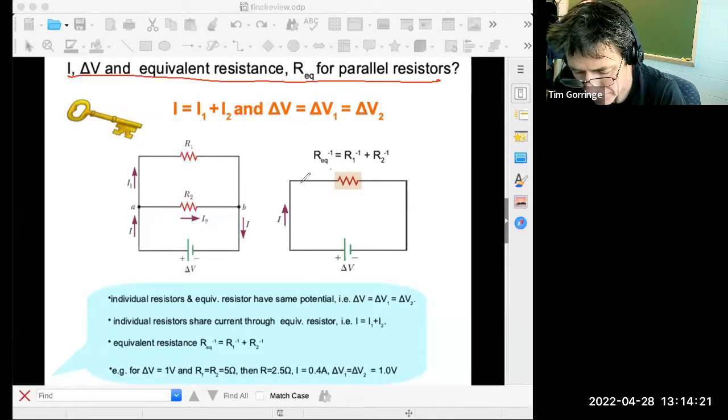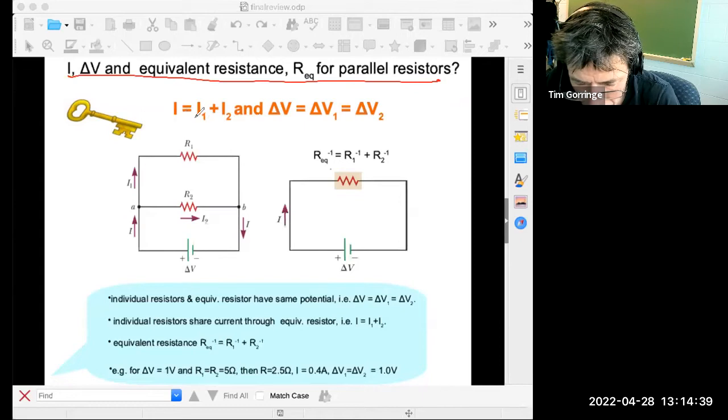Again, there's a concept that the pair of resistors in parallel can be replaced by a single resistor, one that draws the same electrical current from the battery for the same potential applied across its terminals. So that's what we mean by the equivalent resistor.